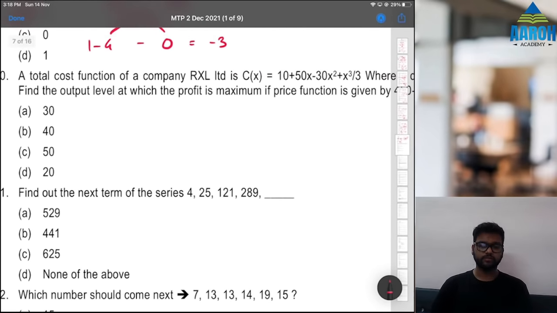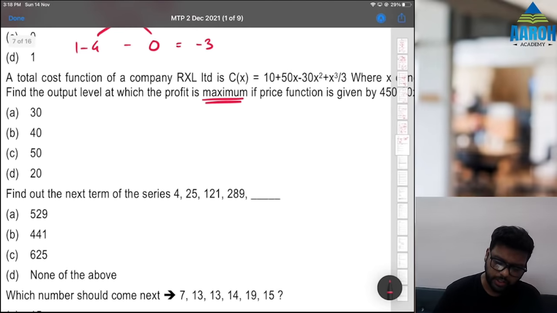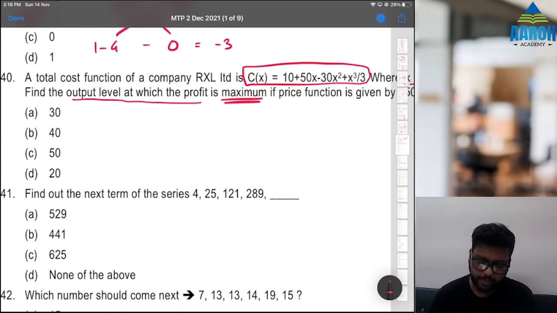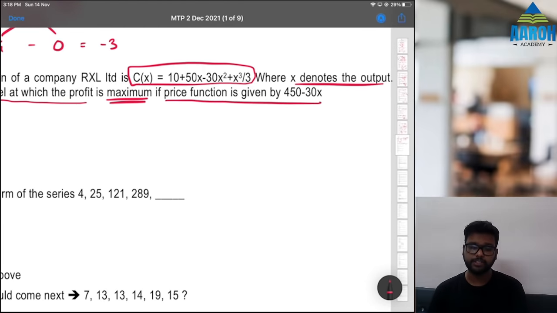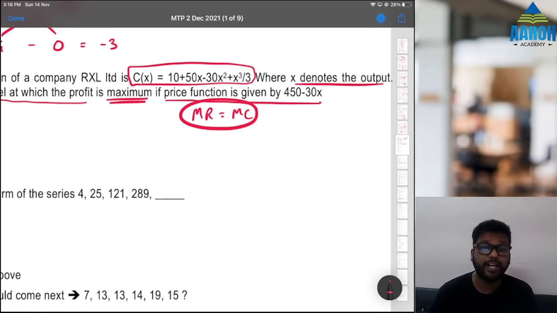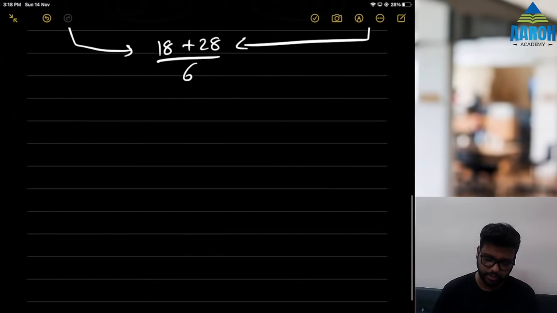40 is again good. It is a question of maxima. Many students skip this type, but don't do that. The total cost function is this, where x denotes the output. Okay. Find the output level at which profit is maximum if the price function is given by 450 minus 30x. Even if you have not studied derivatives, in economics you might have studied that profit is maximum when marginal revenue is equal to marginal cost. That is what we have to do. Fine. So we have to find a point where marginal revenue is equal to marginal cost.